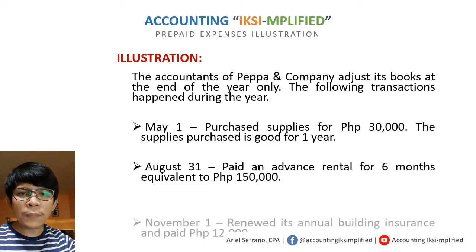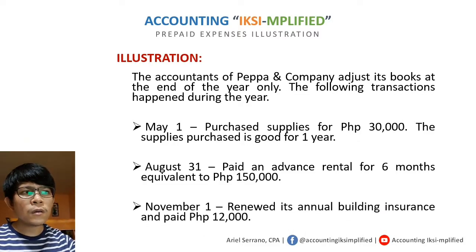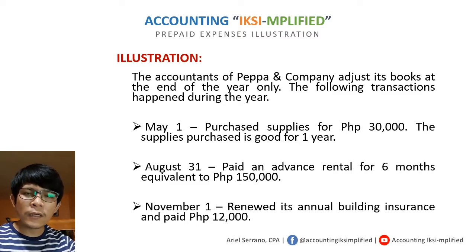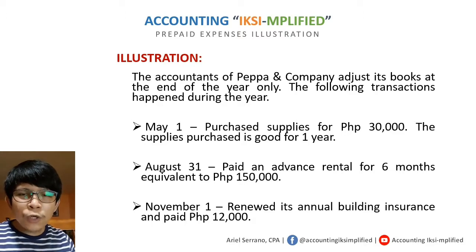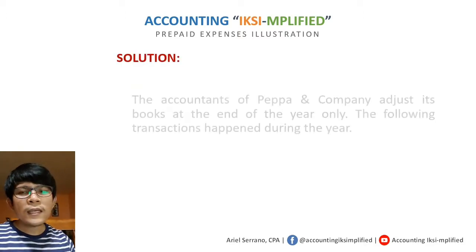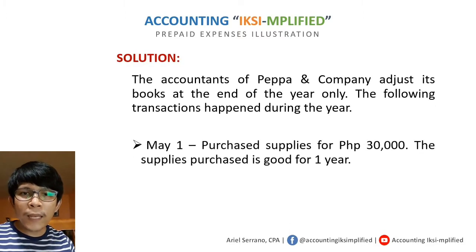And then, on November 1, nirenew nito ang building insurance at nagbayad ng 12,000. Normally, yung mga insurance kasi, nire-renew ito every year. Nagbabayad ng policy for that insurance, good for 1 year, and then the following year, nire-renew naman natin ito. That's why, an insurance is a type of your prepaid expense. The transaction that happened on May 1 is an example of a supplies account.